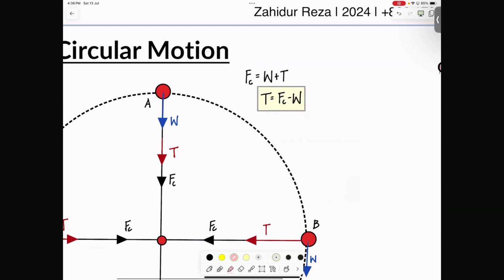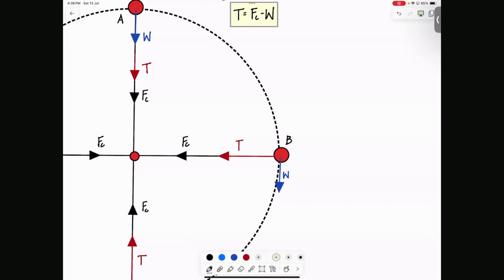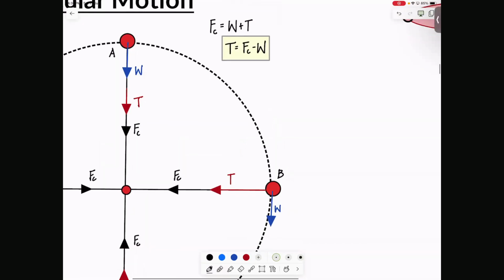Can you tell me what the equation would be at B? Yeah, that's it. FC equals T, right? At B, weight has no real role to play here, right? So at B, it's just FC equals what? T. FC equals T. So that's the equation here.